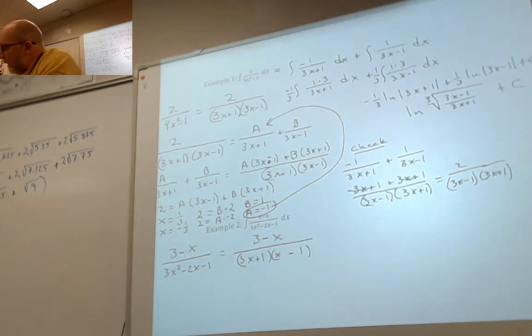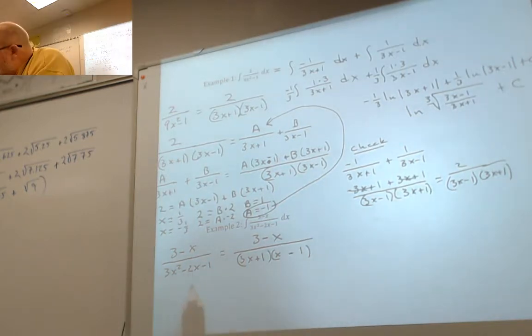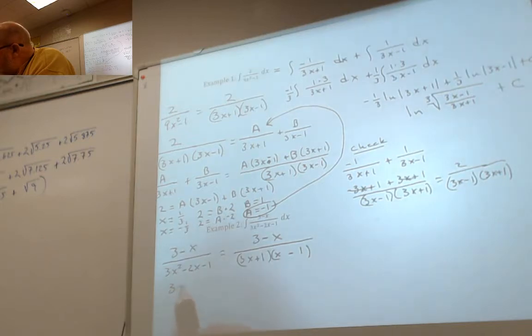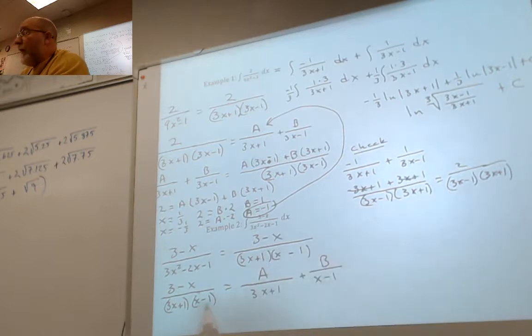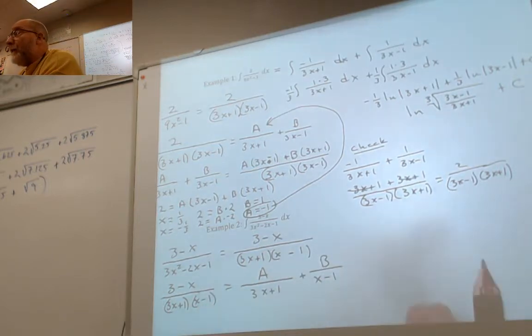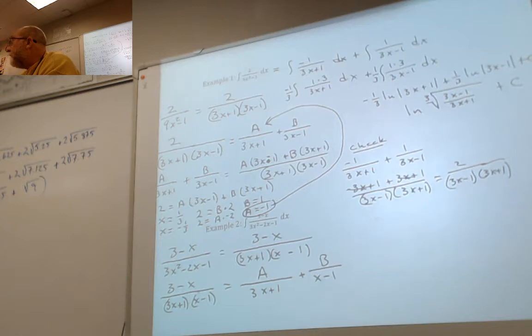Okay? So that means 3 minus x over 3x plus 1 times x minus 1 is going to equal something over 3x plus 1 plus something over x minus 1. Now, if I would have 3 factors, I'd have 3 fractions. We are going to look at that.